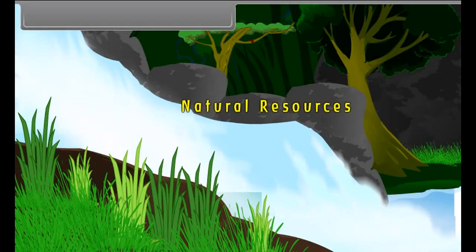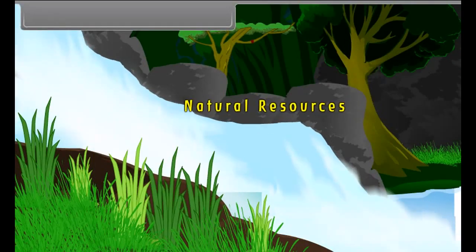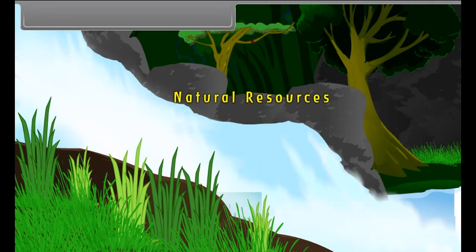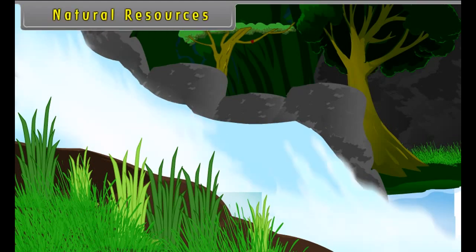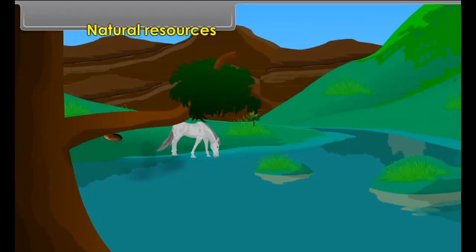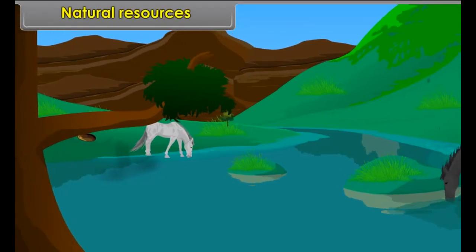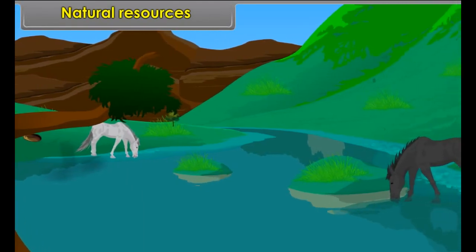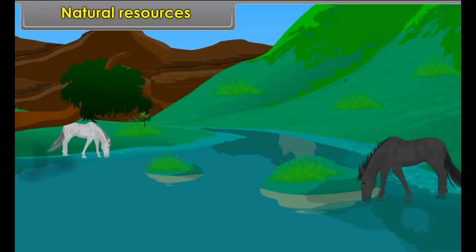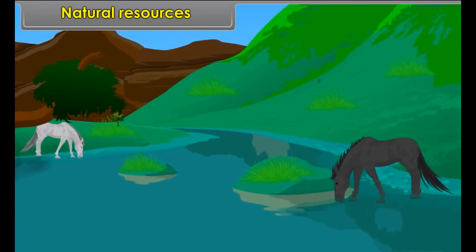Natural resources. Study natural resources. Let us start the chapter by explaining the term natural resource very briefly with suitable example.